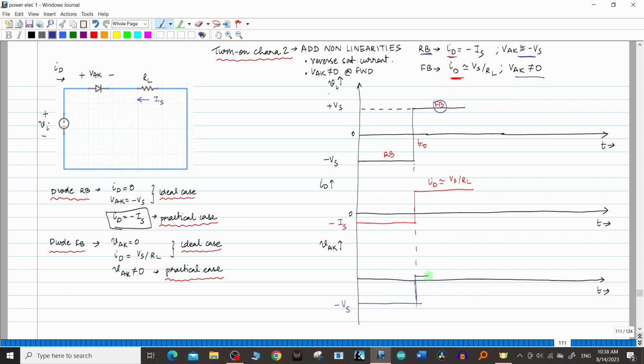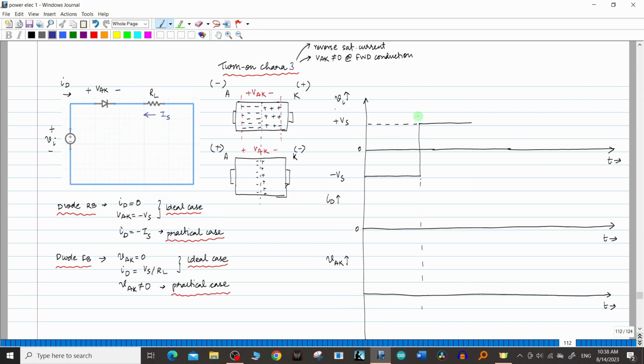Right? It will have a finite value, and we can call that VAK will be equal to V forward, the forward voltage. V forward is the VAK in the forward conduction mode of the diode. So we have added these non-linearities and we have drawn this graph. Now in the third graph, we will be adding some more non-linearities.